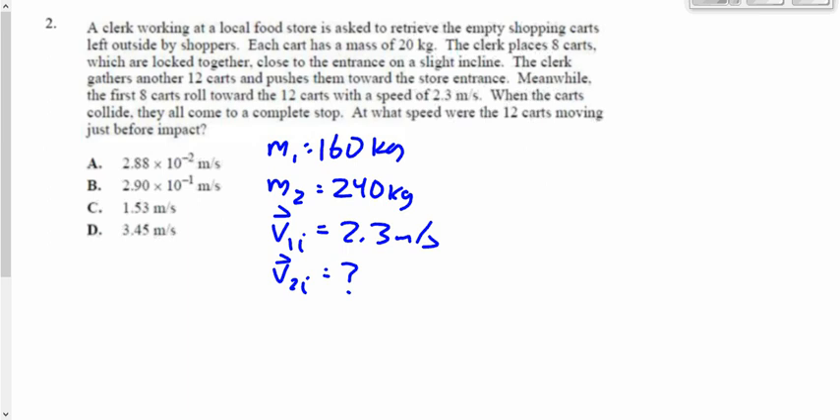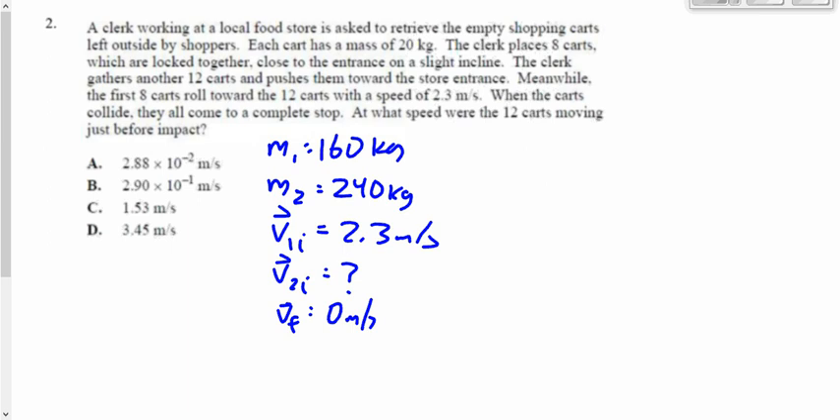What else we got if we read between the lines here? There's something else that's important here. VF is what? 0. Yeah. Yep. VF is 0 because they all stop. Good. Everything comes to a stop. So good?